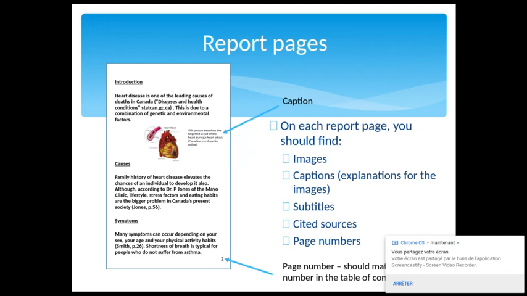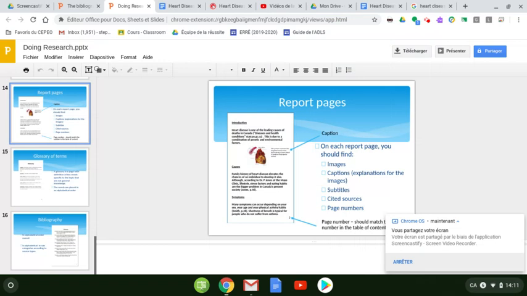There's images and a caption. A caption explains your image. And there's page numbers at the bottom. So we're going to do an example here.